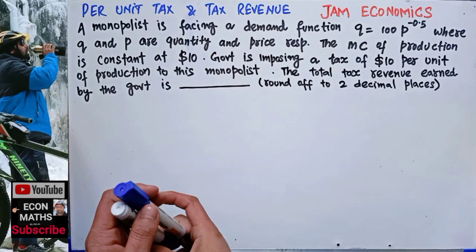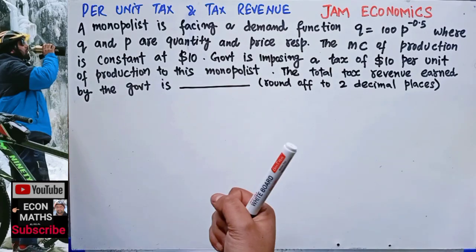The question is to find out the government tax revenue when the government is imposing a per unit tax on the monopolist.